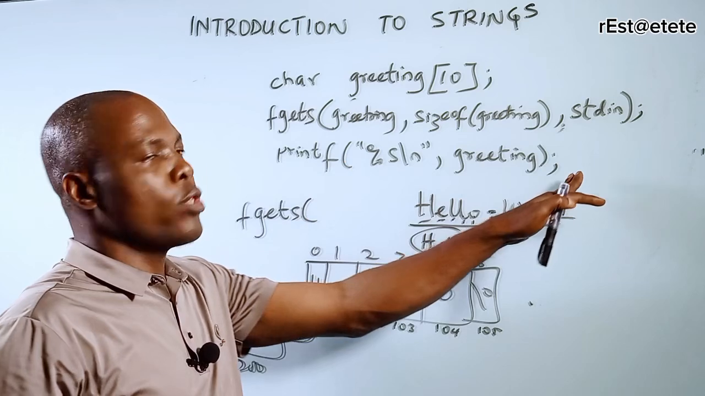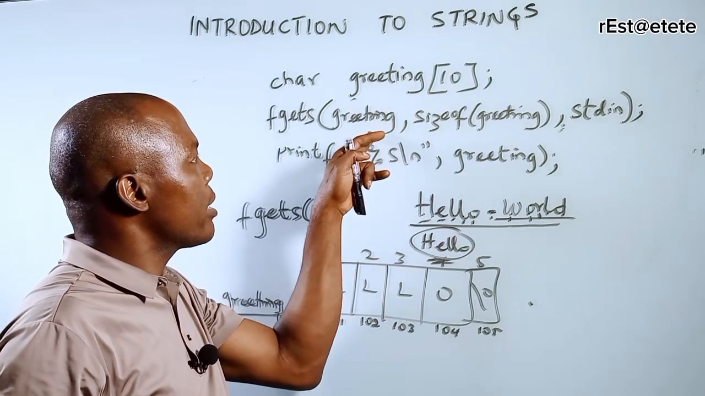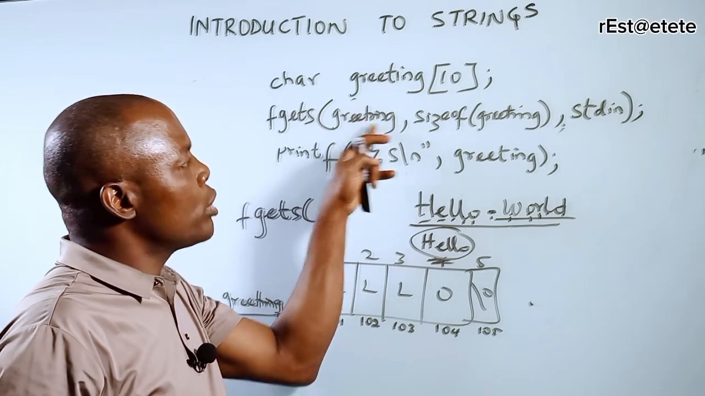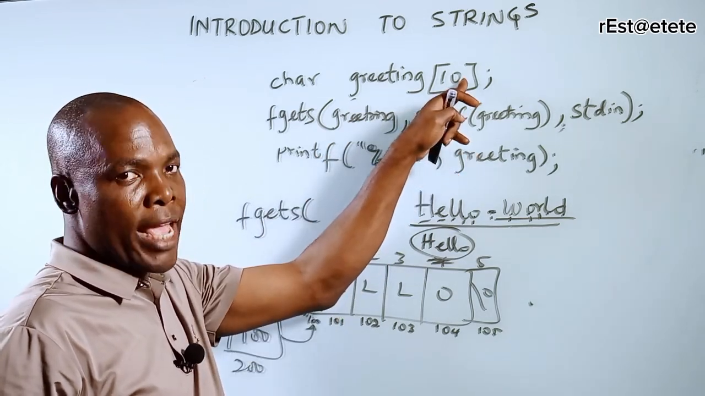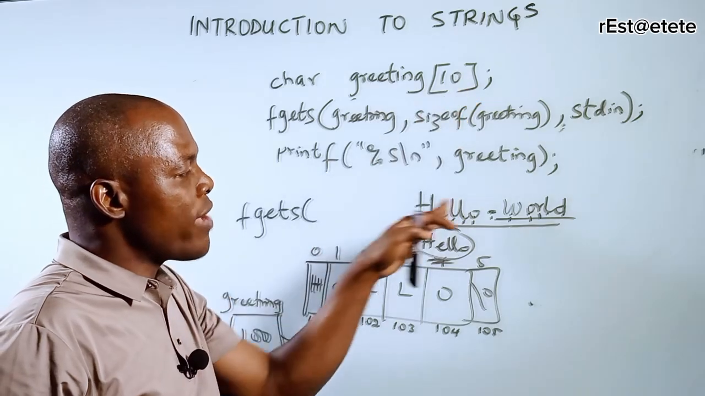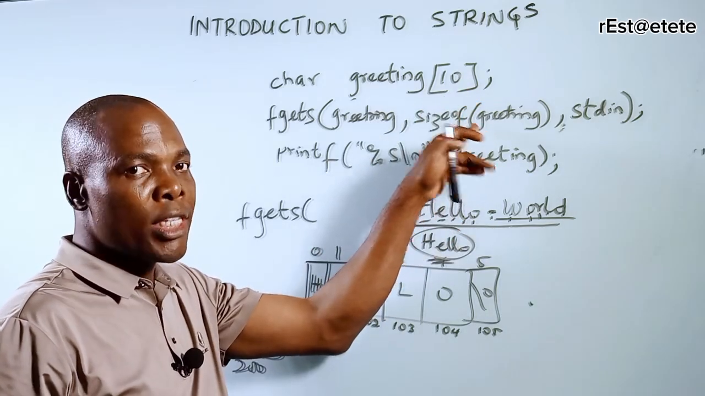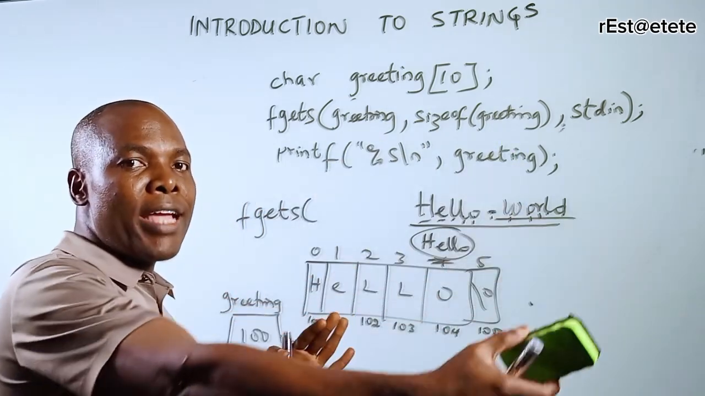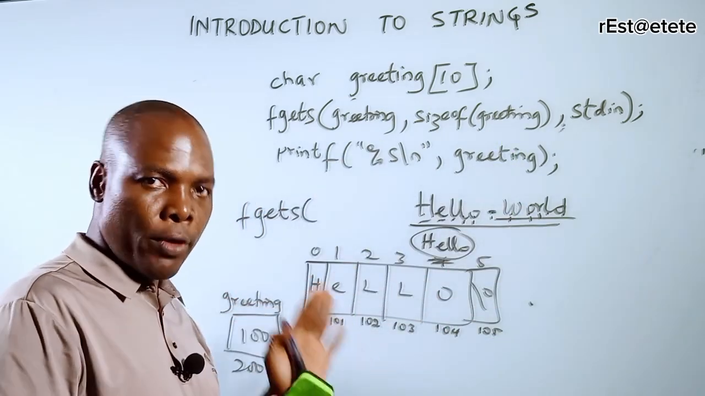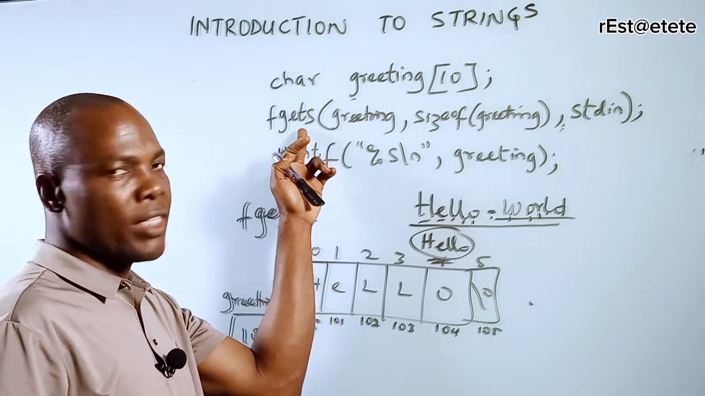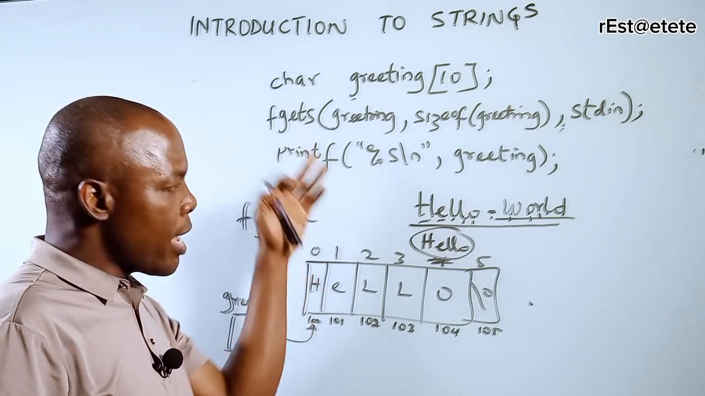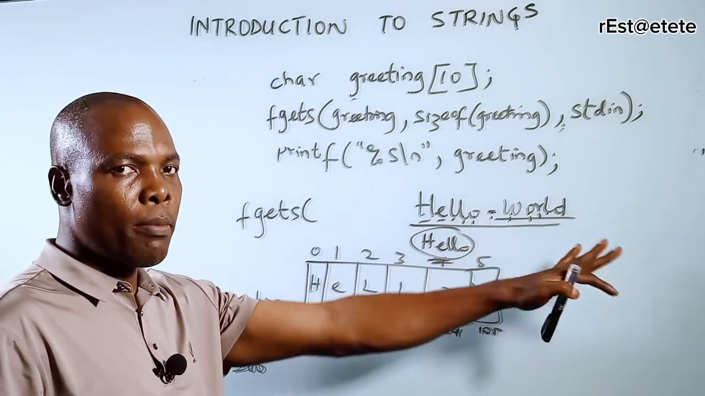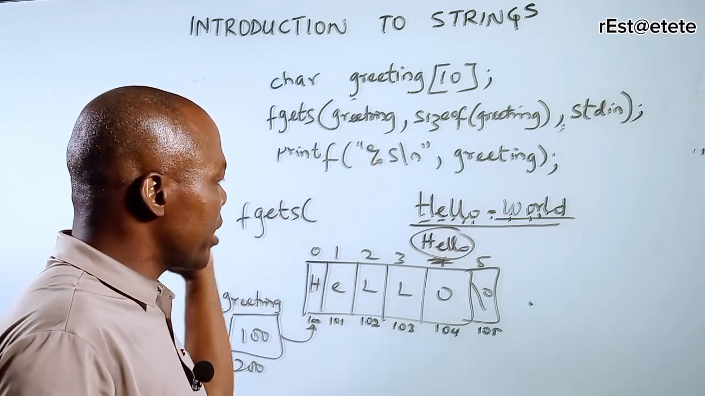So whatever I'm going to supply will be stored at the address of this greeting. But it will check the size of greeting that I created. It is 10. Whatever I'm supplying, if it is more than 10 characters, it will only store 10 characters. So it will not allow it to overwrite memory that was not created for it. So that is the beauty of this fgets. And it will take all the characters that I put in until you press the enter button.